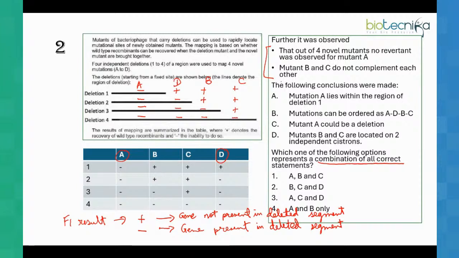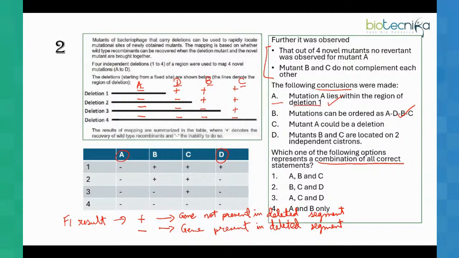So the conclusions, if you check, say that mutation A lies within the region of deletion 1. Yes, mutation A lies within the region of deletion 1. So this statement is correct. B, mutations can be ordered as A, D, B, C. Yes, that is exactly the order that we have found out: A, D, B, C.